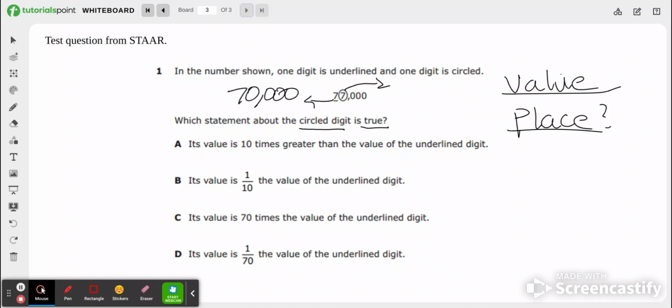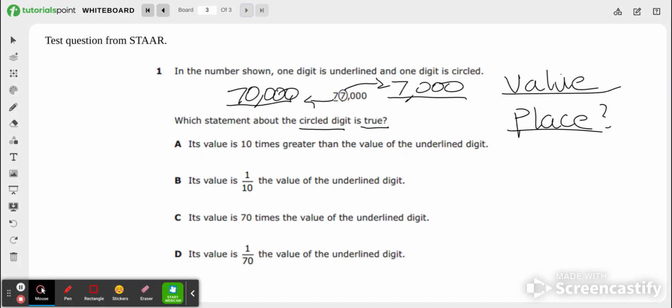Okay, now we're going to think about this circled digit and think about what is the value of it and where is it? What's the place? Well, I know that this 7 that's circled is in the thousands place. So there's 7 of them. It has a value of 7,000. Now, the next step you want to ask yourself is, which one's bigger? Which one's more valuable, or worth more? 70,000 is larger, 7,000 is smaller.